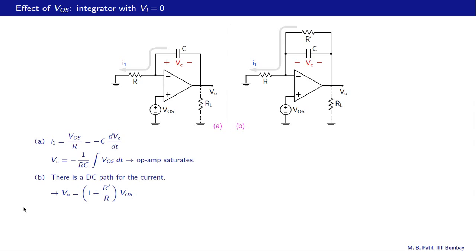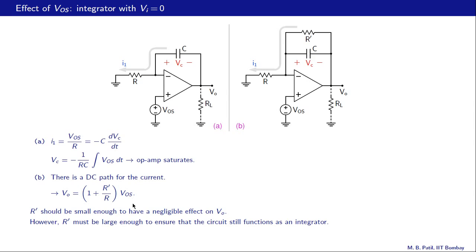Let us make a few comments on R prime now. R prime should be small enough to have negligible effect on VO. For example, if we make R prime equal to R and VOS is 1 millivolt, then this entire VO would be 2 millivolts, which may be small enough, and we would be probably willing to accept it. That is one consideration.